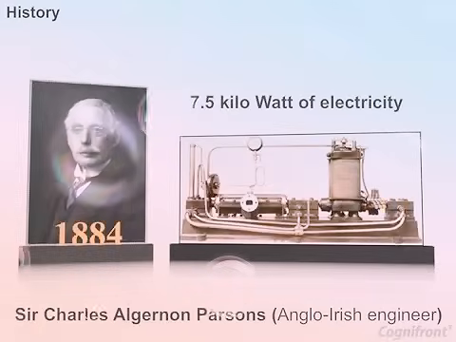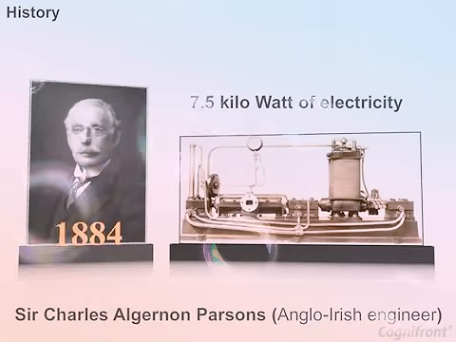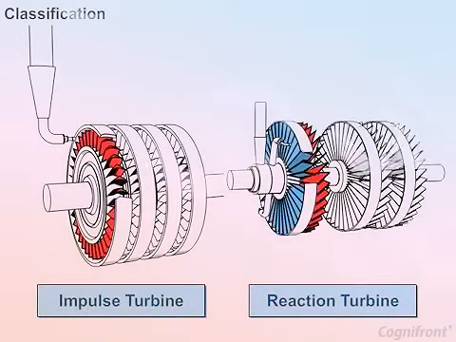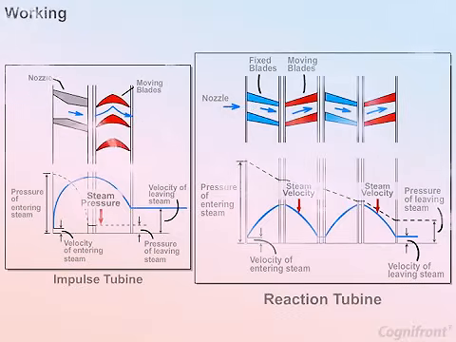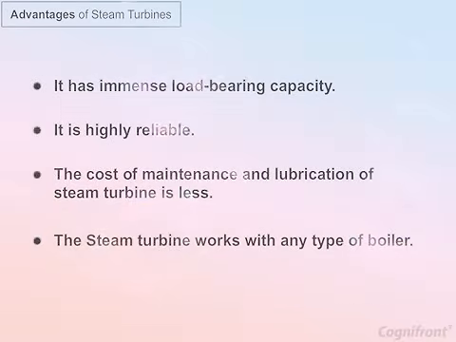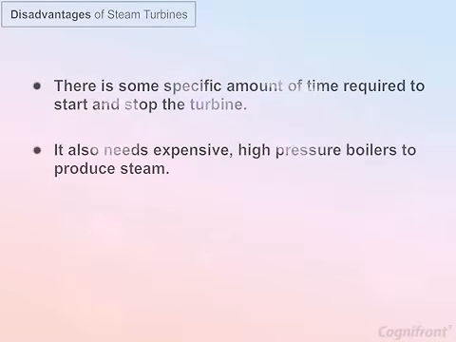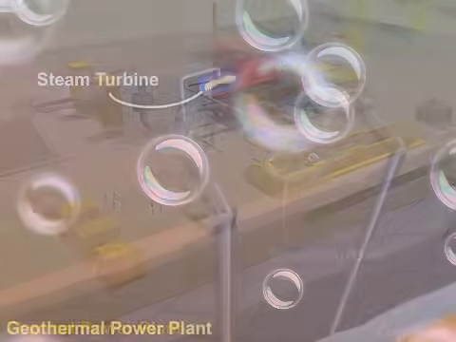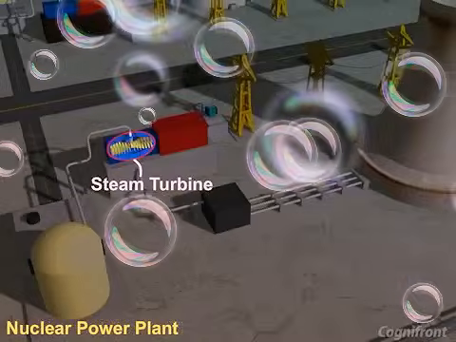In this session, we learned about the history of steam turbines and classification of steam turbines. After that, we studied the working of impulse and reaction turbines. Then we went through advantages and disadvantages of the steam turbines. And finally, we listed the applications of steam turbines.